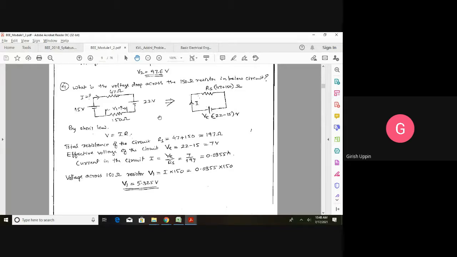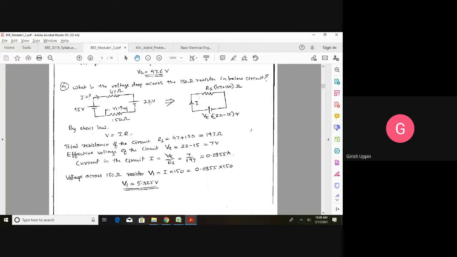This is a little confusing because there are two voltage sources, but don't get confused by that. If you check the connection, it feels like they are connected in parallel. No, they are connected in series. If you see the current, there is only one path for the current. Whatever current flows in the 47 ohm, the same current will flow in the 150 also. That's why they are in series. Therefore the effective resistance is 150 plus 47, that is 197 ohms.